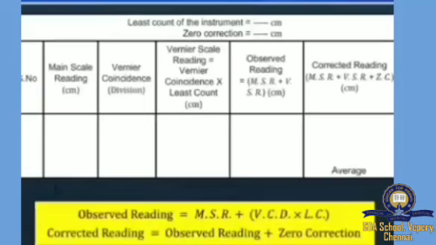This is a tabular column for calculating the length of any object using the vernier caliper. First you have to write the least count of the instrument, that is 0.01 centimeter. Then you have to write the zero correction. If there is any zero error, you have to do the calculation. Then you have to write the main scale reading and the vernier scale reading. Now let us see how to find that.